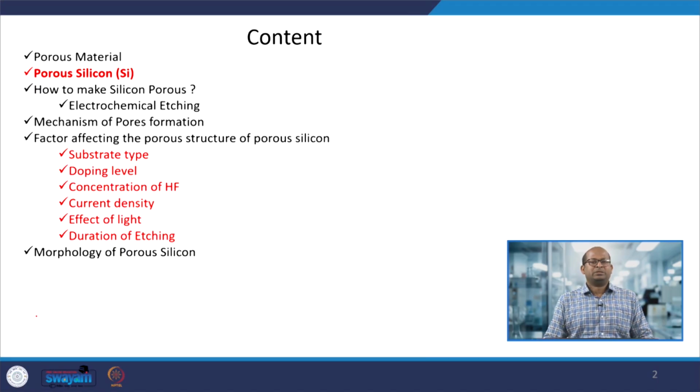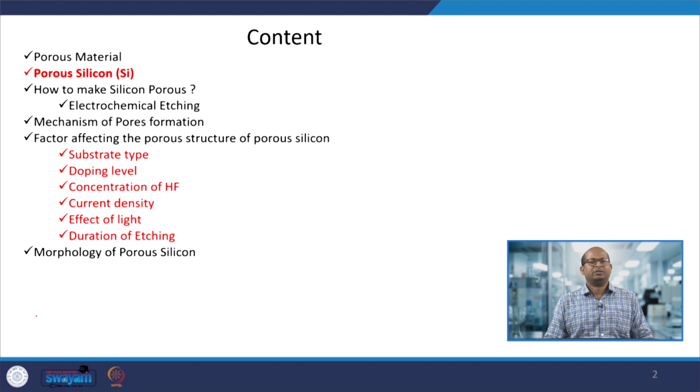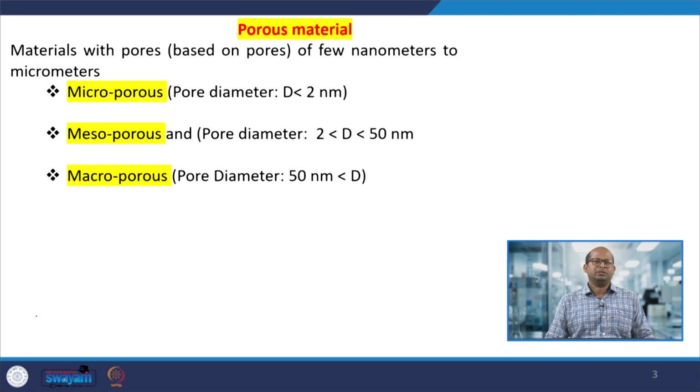Once we take silicon and make pores in that particular material, the pore formation depends on the mechanism. So we will discuss that, and then the different factors that affect pore formation. By controlling these parameters: substrate type, doping level, concentration of HF, current density, effect of light, duration of etching. These are the various parameters we will discuss when we discuss the electrochemical etching methods to develop pores in silicon materials. Then for the morphology of these silicons, we will discuss different structures. Okay, so let us start.